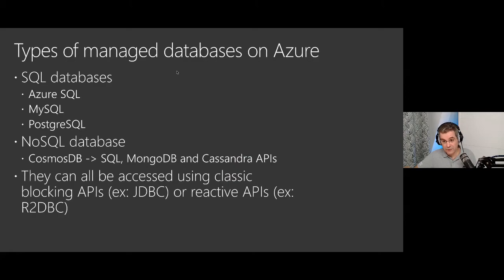On Azure, we've got several different types of managed databases. So we've got some SQL databases, we've got some NoSQL databases. Today we'll focus on SQL databases because it is what most people will use. On SQL databases, we've got three main databases. We've got Azure SQL, which is also called SQL Server. So that's probably the name that you know. So the first one is SQL Server. We've got MySQL, we've got PostgreSQL.